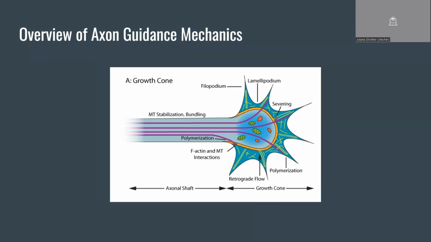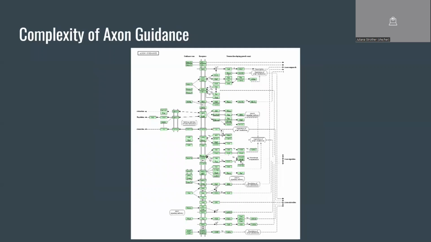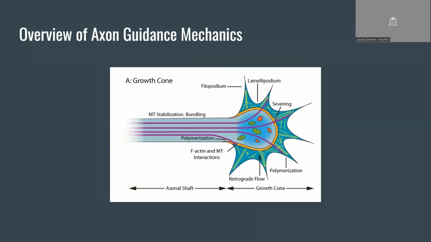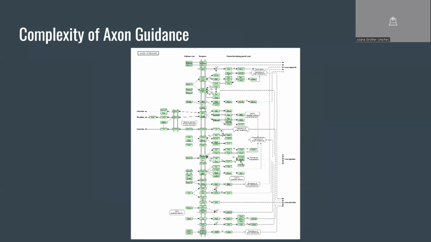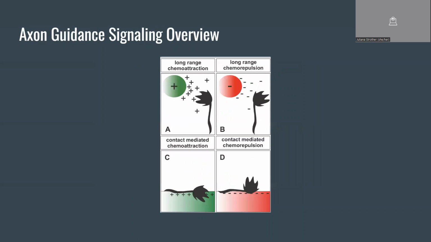During development, axons find their target through signals that control the trajectory of axon outgrowth, specifically by altering the cytoskeleton of the growth cone and the axonal shaft to grow in the correct direction. The signals involved in axonal guidance are numerous and complex, as shown through this diagram of human axon guidance signaling, but can be broadly categorized as cell-bound or secreted and attractive or repulsive.